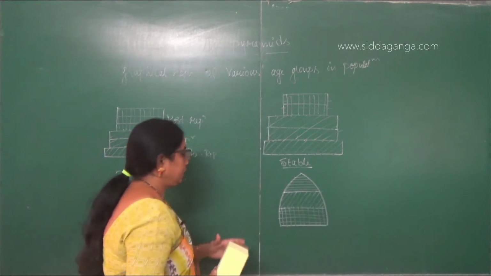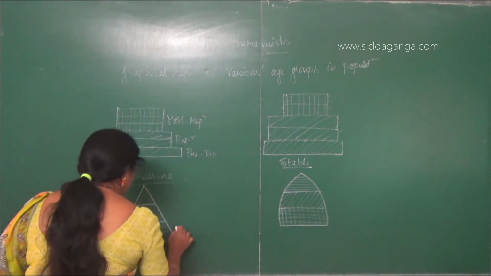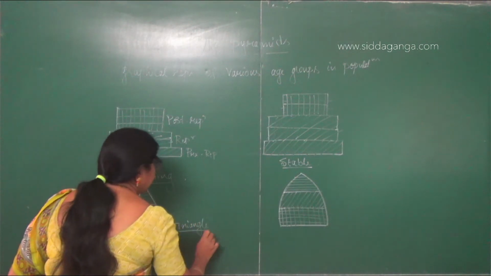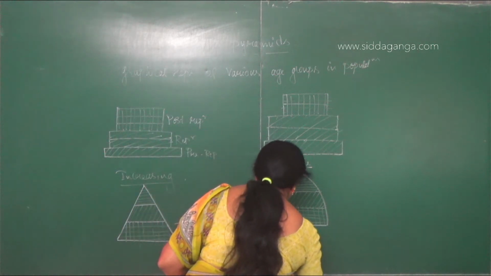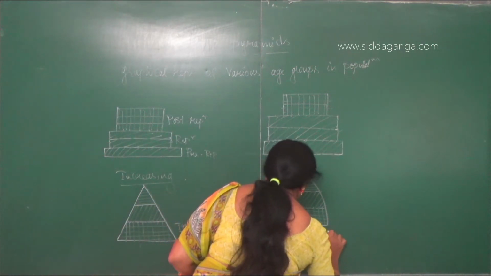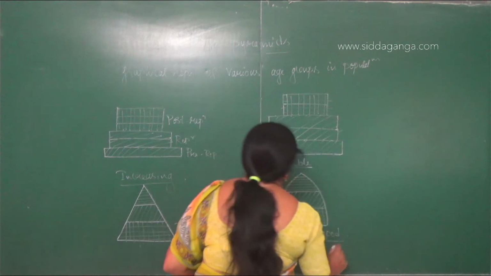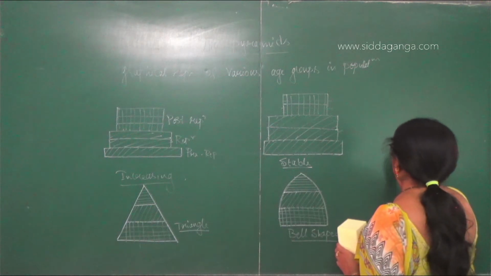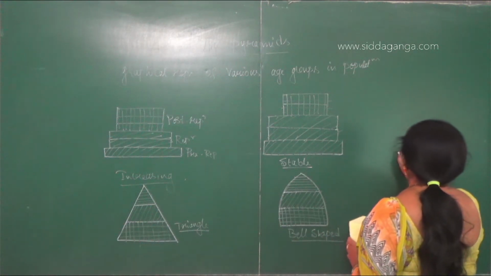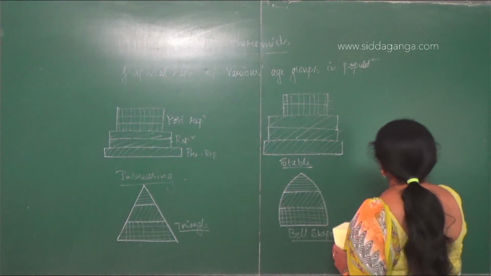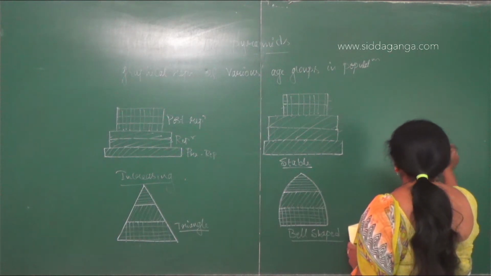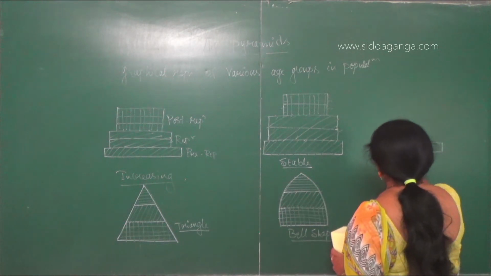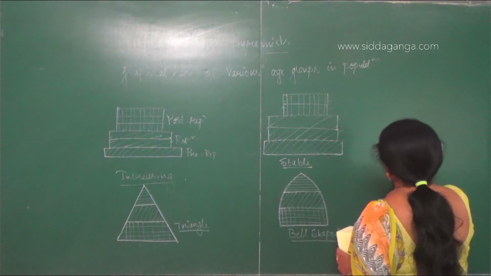You can see that this is a triangular shaped pyramid, whereas here we have the bell shaped pyramid, and here, the third, we have another type of age pyramid. In the base we have the pre-reproductive population, which is a symbol of declining population.